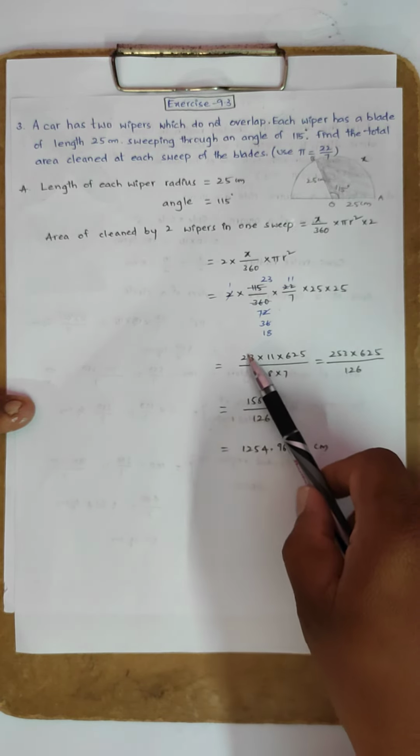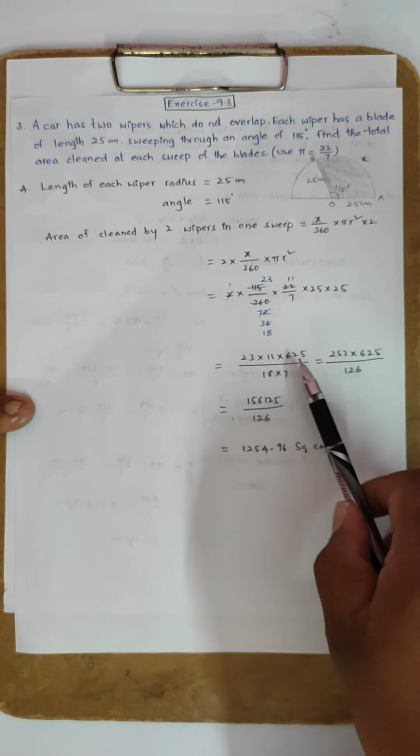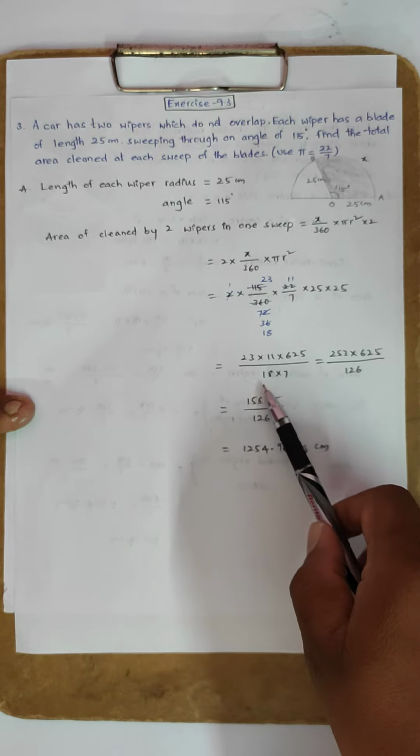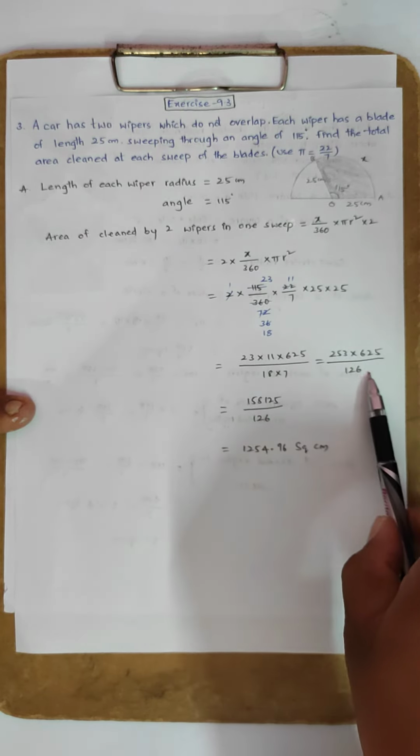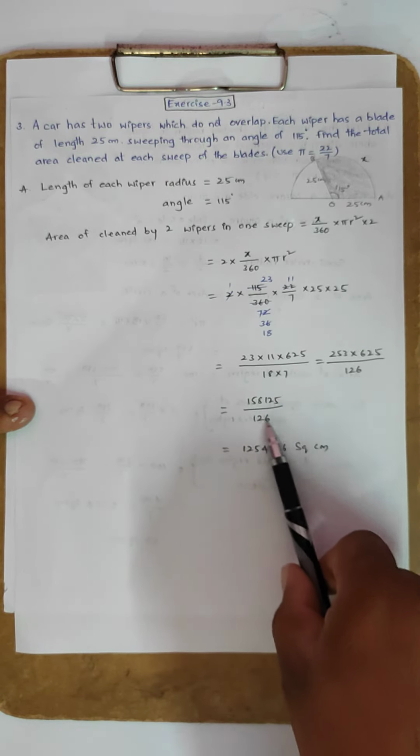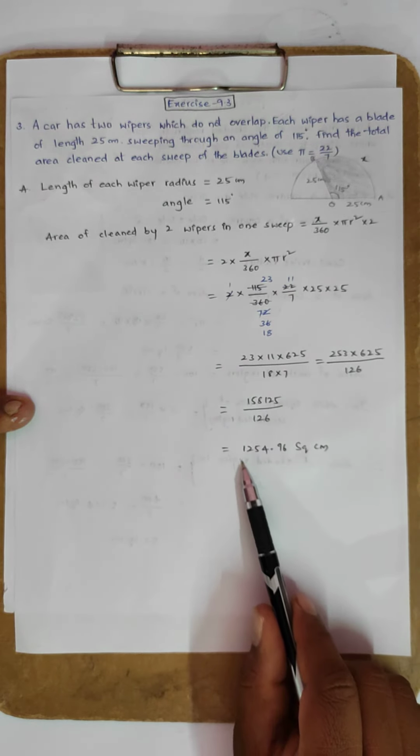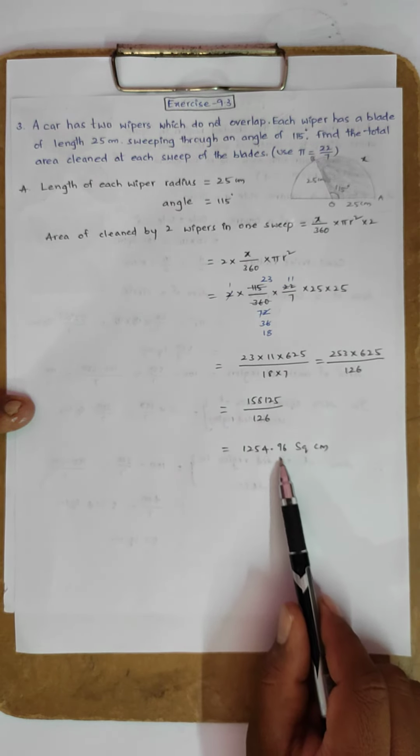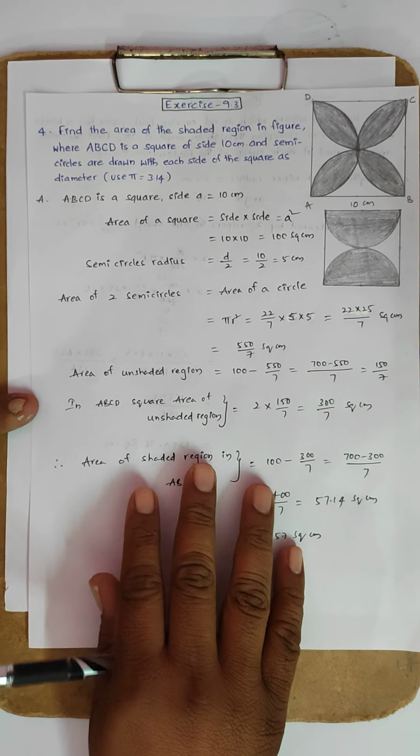The product of these three numbers: first the product of these two numbers, 253 and 625, and in the denominator 18 7s are 126. If you do the division of the numerator by the denominator, you will get 1254.96 square centimeters. Okay, now the next, fourth problem.